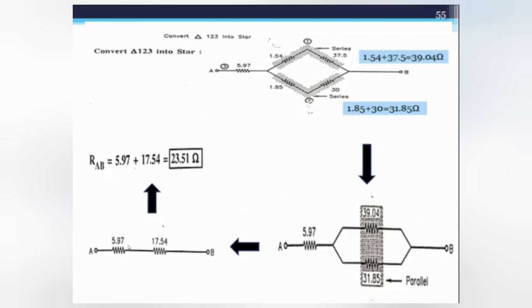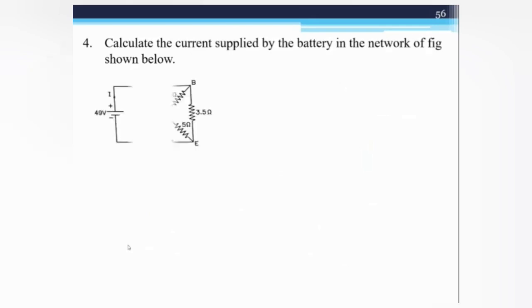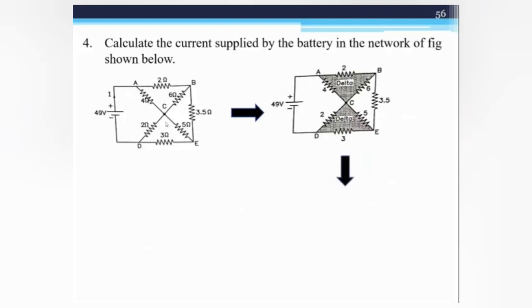Right? Calculate the current supplied by the battery in the network of the figure below. Right? Now see, again, in this example, there are two deltas, ABC and DCE. So the first step, right, for finding the value of current, is to convert these two deltas into the star form. So we can first of all convert the delta ABC into the star form, right?